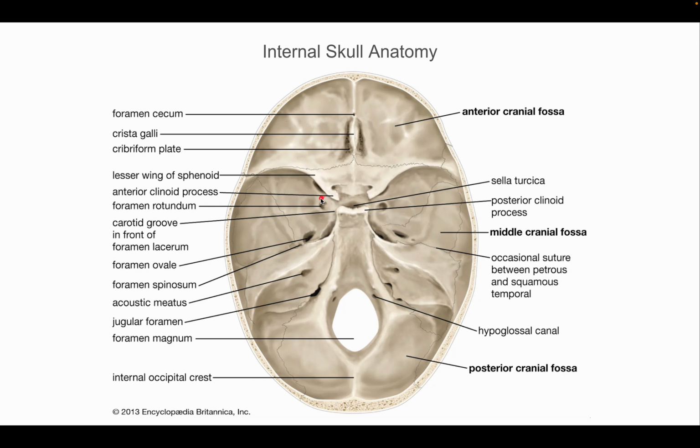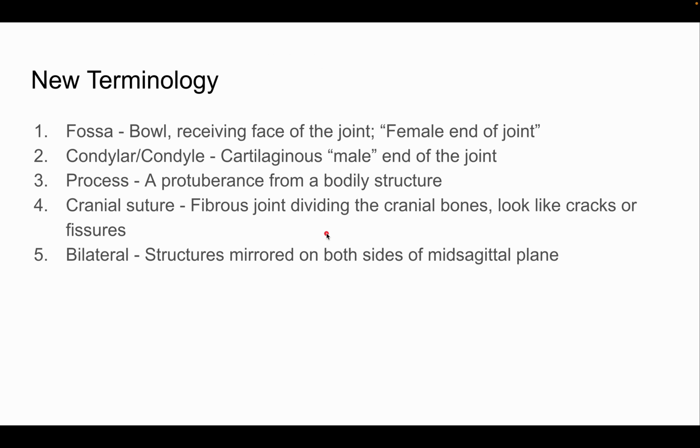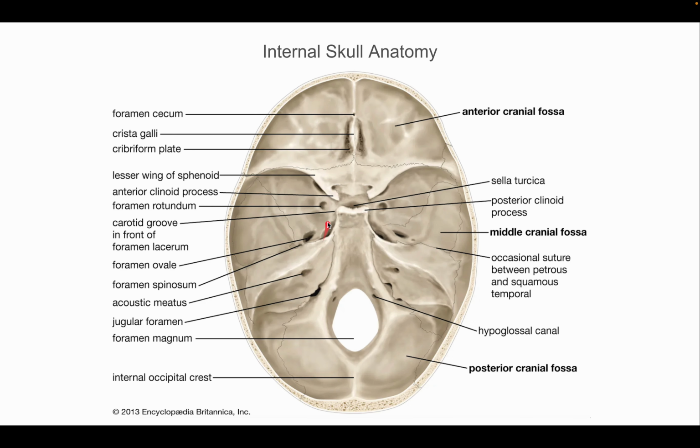And then moving down here, we have the foramen rotundum, part of the sphenoid bone. The foramen lacerum. Then we have the foramen spinosum here. This is actually the foramen ovale, my bad. The foramen lacerum is over here, and then there's a carotid groove that kind of runs. The carotid canal runs up here where the foramen lacerum comes out.